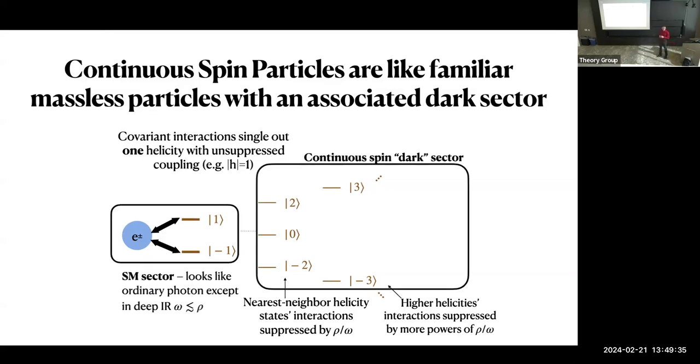The coupling you talk about only couples to specific helicities? No. What do you mean?